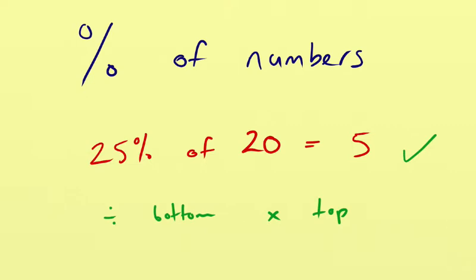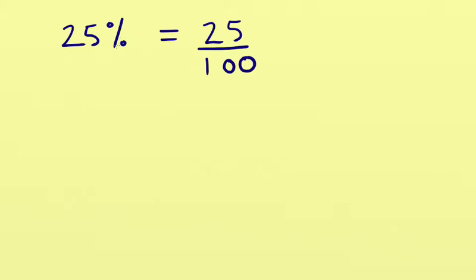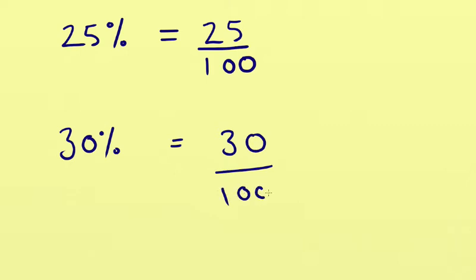So based on that principle, let's take 25%. Every percentage could also be written as 25 over 100. Any percentage can always be written as itself over 100. So you can see we've converted the percentage into a fraction. If we had 30%, it could also be written as 30 over 100. If we had 50%, it's equal to 50 over 100.